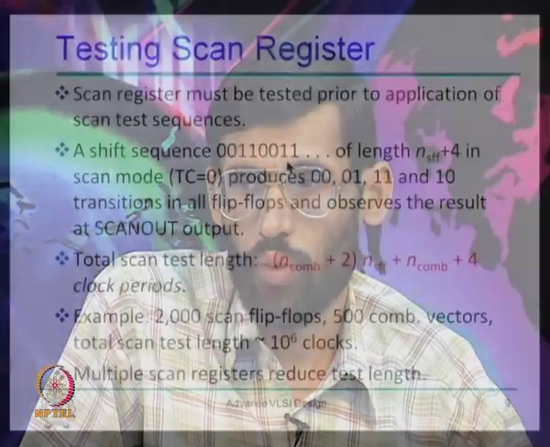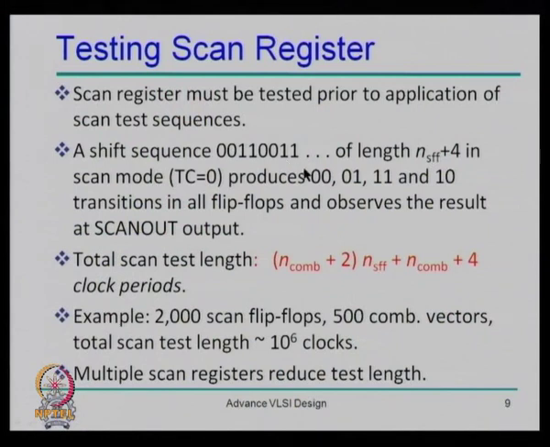So, if I scan a sequence of 0 0 1 1 0 0 1 1 all through all the flip flops, in that case, if I get out the same sequence from the scan chain, I can say that it stores 0, it stores 1, and it also allows transition from 0 to 1 and 1 to 0.